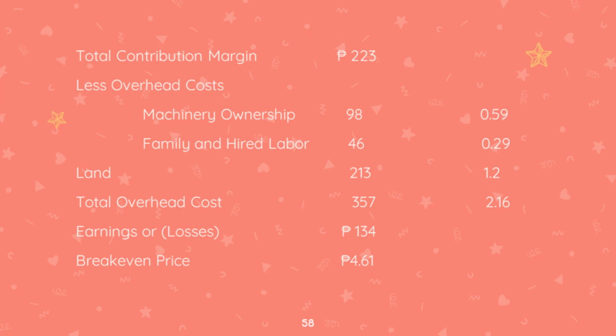Machinery ownership per acre 98 and per bushel 0.59. Family hired labor per acre 46 and per bushel 0.29. So the land would be 213 per acre and per bushel 1.2. Total overhead cost per acre would be 357 and per bushel 2.16. Earnings or losses per acre would be 134 pesos and break-even price per bushel would be 4.61 pesos.